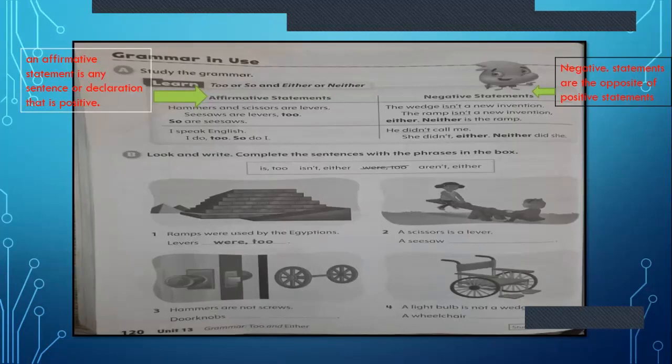So you see, hammers and scissors are levers. Seesaws are levers too. So you use "too" at the end. But when you will be using "so" in the sentence, how would you say that? Hammers and scissors are levers. Then, before starting the next sentence, you will use "so" first. So are seesaws. So you will change the place of the words. You will not say "so seesaws are levers." You will say "so are seesaws."